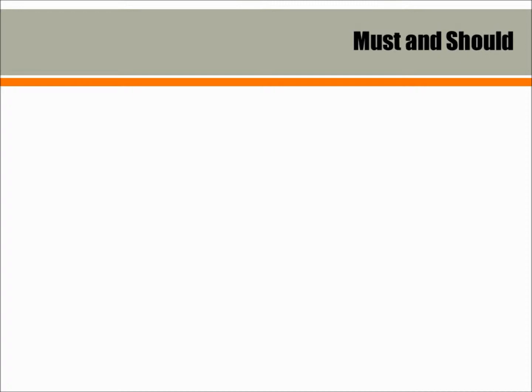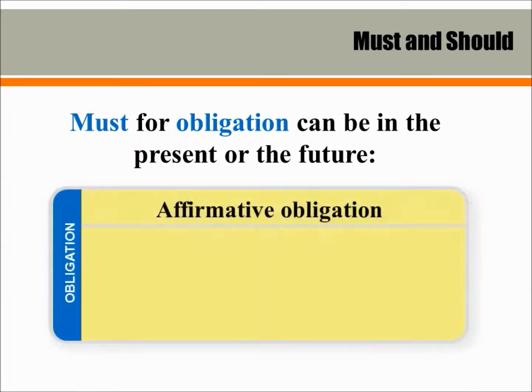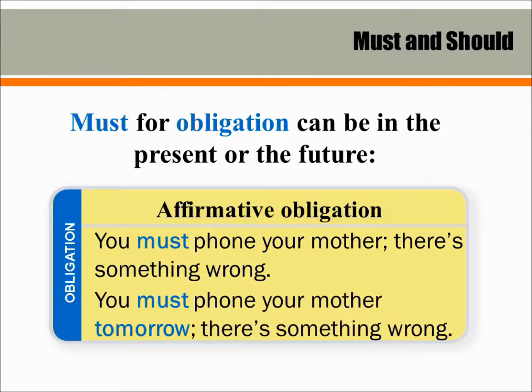So how do we use must and should? Must is used in the following ways. We use it to talk about strong obligation. For example, you must phone your mother, there's something wrong. Must here can have a present or a future meaning. You must phone your mother tomorrow, there's something wrong.